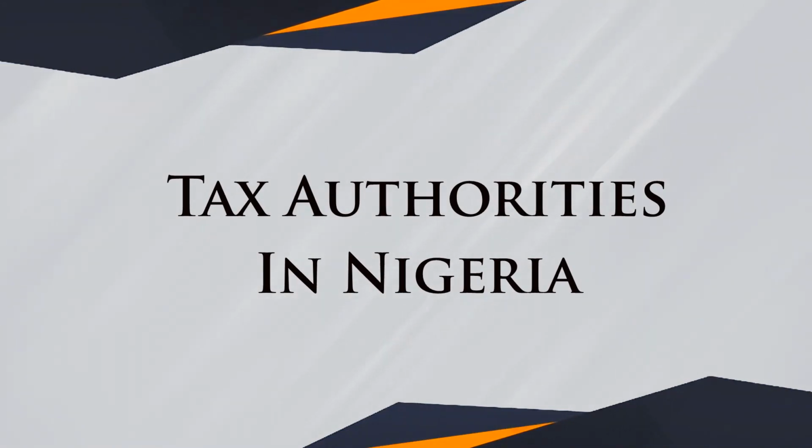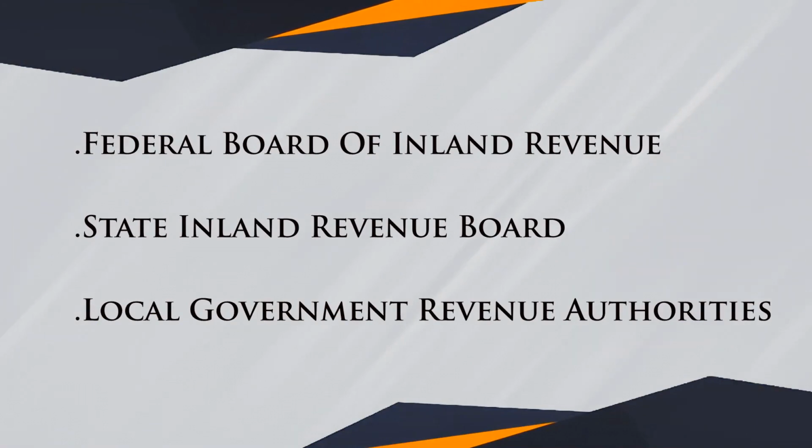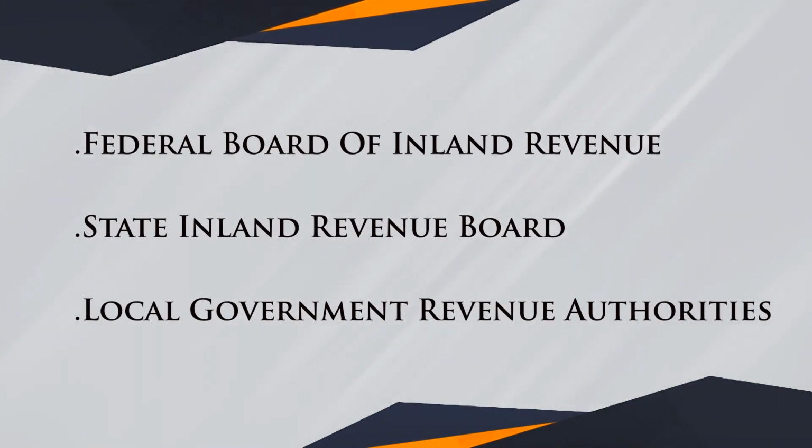Now, having said all of that, let's quickly run through the different tax authorities in Nigeria. Remember, we earlier mentioned that Nigeria operates a decentralized tax system. Federal Board of Inland Revenue, State Inland Revenue Board, Local Government Revenue Authorities. So these are your tax authorities, and the different ones apply to the different types of taxes we mentioned. Remember when we mentioned most of the taxes, we also mentioned the applicable tax authorities. So study them and know that these are the tax authorities that are applicable in Nigeria because of the decentralized tax system we operate.